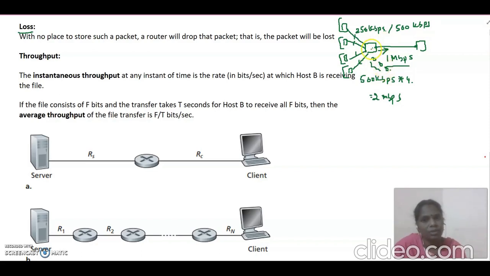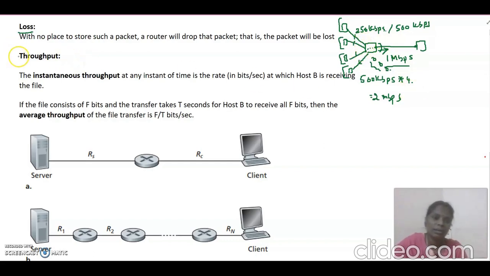If there is no space in the buffer to store the packet, the router simply discards the packet. Now, what do we mean by no space in the buffer? Once the channel is busy, the packet will be stored inside the buffer. It will be retained in the buffer. Once the buffer is full, automatically the packet will be dropped. That is known as loss. Loss will happen if the traffic intensity exceeds the availability.